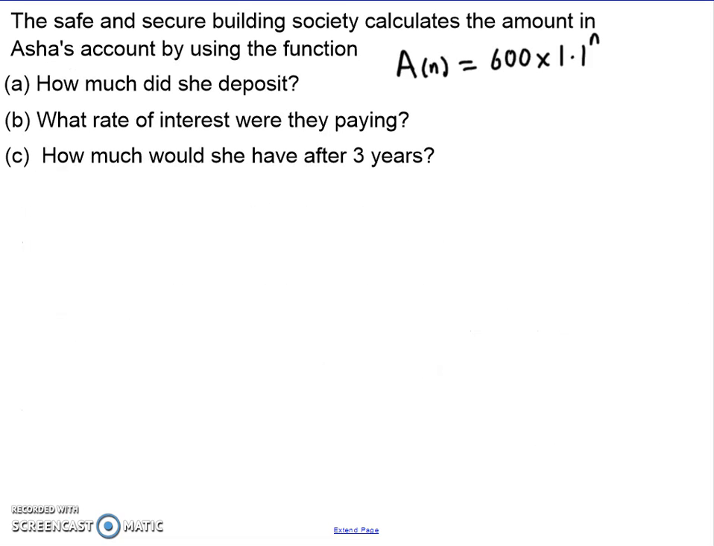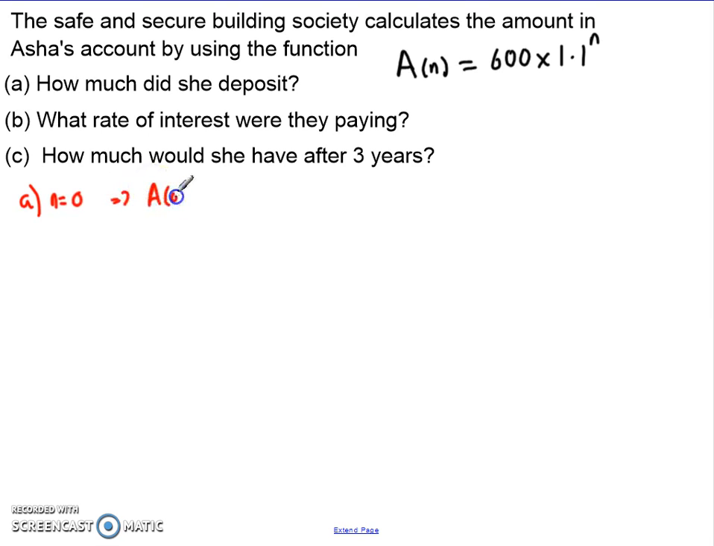So, the first one, the Safe and Secure Building Society calculates the amount in Aisha's account using that function. It's looking at interest. Because it's interest in an account, this is obviously going to be an exponential growth function. Interest adds money on, so we want to look at that. So first one, part A is how much did she deposit? Well, the deposit is your initial amount, so it's initially what you start with. So for your deposit, the number of years is 0. It's what you start with.